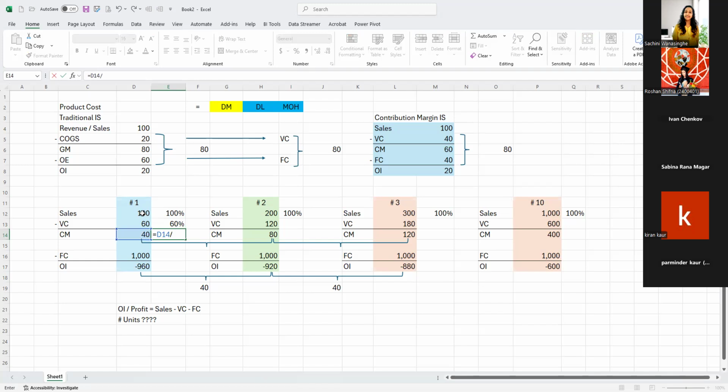What does that 40% mean to me? If somebody tells you every product gives you a contribution margin of 40%, that means for every dollar of sales, I'm going to get 40 cents, correct? For every $100 that I'm selling, I'm getting $40. Make sense? Yes, Professor. So now, if I sell 2 units, how much is my variable cost as a percentage of sales?